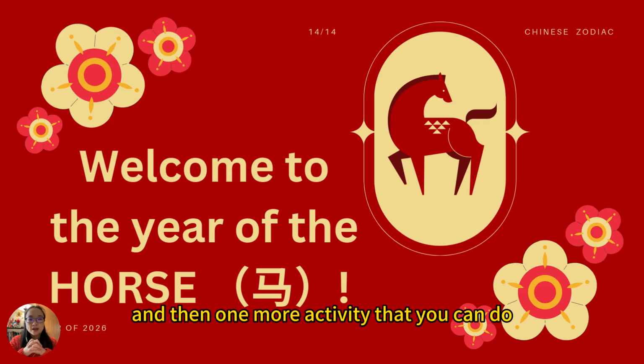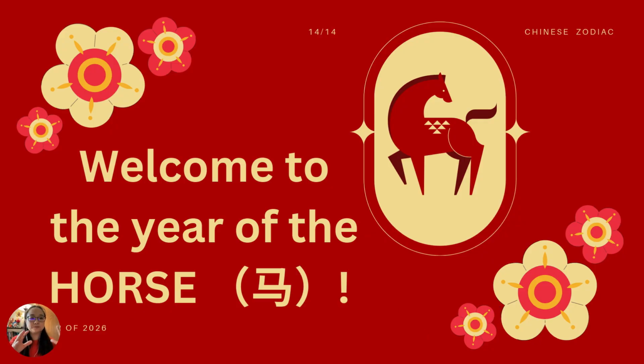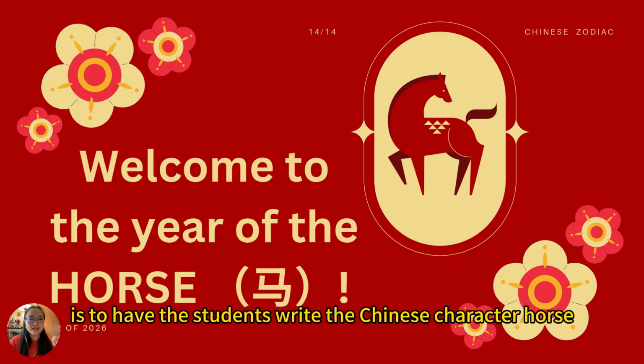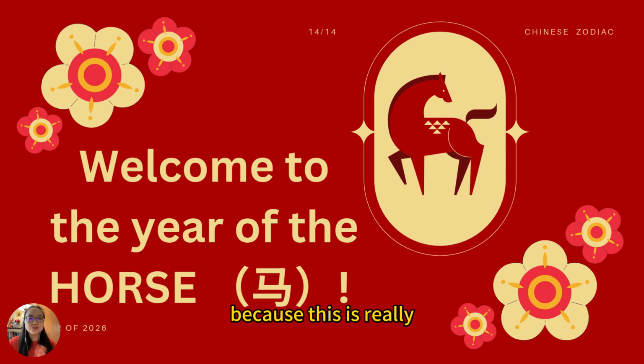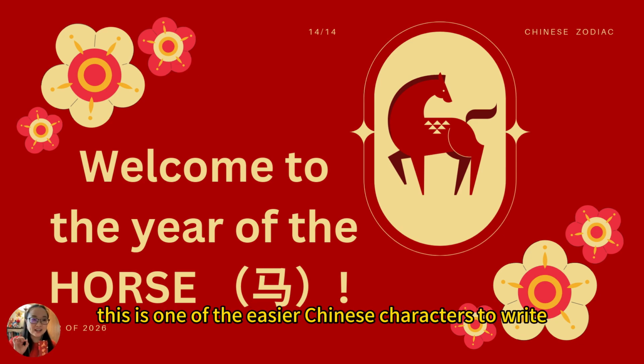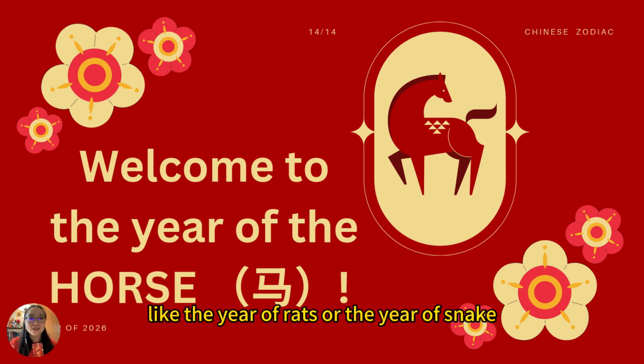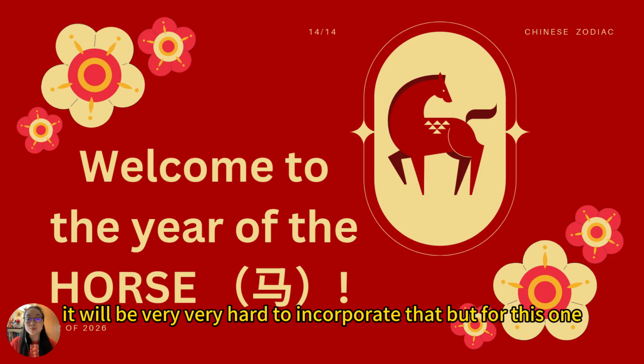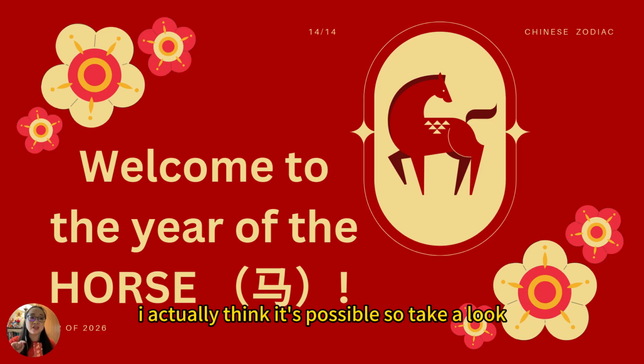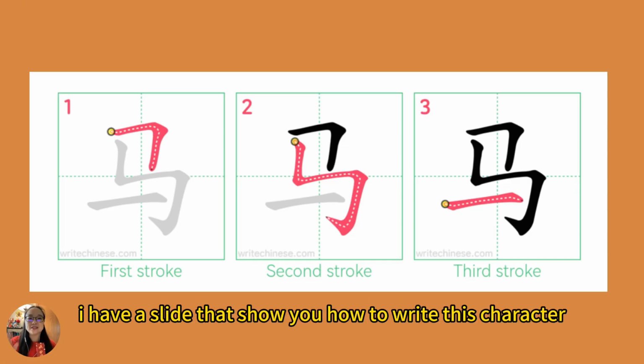One more activity that you can do is to have the students write the Chinese character horse. I added this here because this is one of the easier Chinese characters to write. If it's a different year, like the year of the rat or the year of the snake, it will be very hard to incorporate that. But for this one, I actually think it's possible. So take a look. I have a slide that shows you how to write this character.